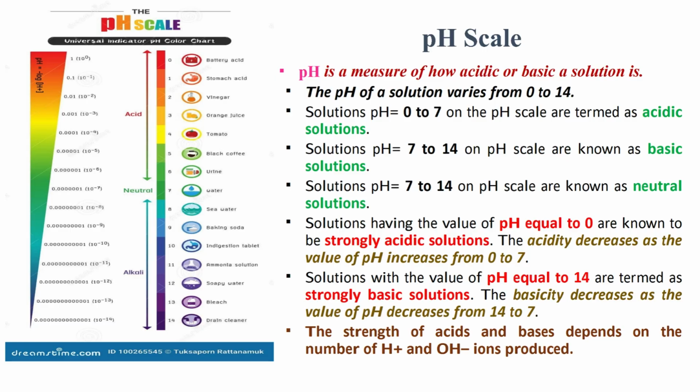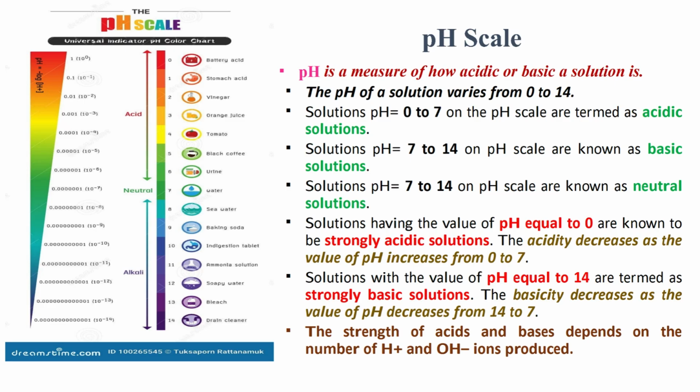Solutions with a pH equal to 0 are known to be strongly acidic. The acidity decreases as the value of pH increases from 0 to 7. Conversely, solutions with the pH equal to 14 are strongly basic. The basicity decreases as the value of pH decreases from 14 to 7. The strength of acids and bases depends on the number of H+ and OH- ions produced.